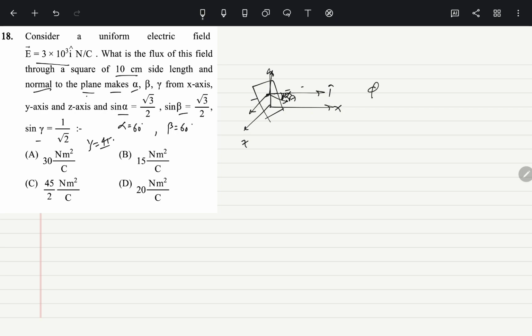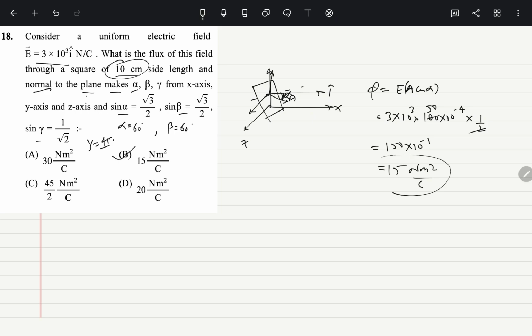Alpha. So the flux will be E A cos alpha, right? Only that x component we need to consider. If the electric field were in the j cap or k cap direction, we would take cos beta or cos gamma. Now the flux: E is 3 into 10 to the power 3, area is 10 centimeters side length, so 100 into 10 to the power minus 4, into cos alpha, where alpha is 60, so 1 by 2. So it is 150 into 10 to the power minus 1, that means 15 Newton meter square per coulomb. So option B is correct.